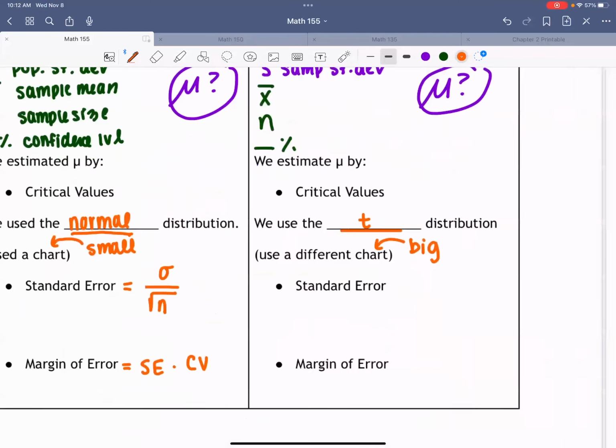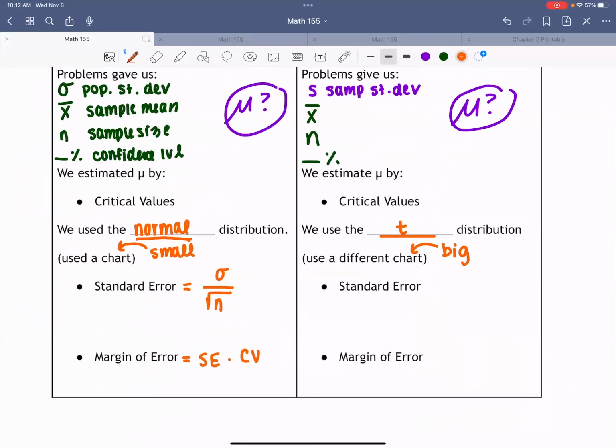Let's say after we find the critical values using the big chart, we have to find the standard error, okay? And here's the formula for the standard error. It's S over the square root of n. Now you're like, oh man, I have to memorize a new formula for standard error now. You don't have to memorize it. This is still the standard deviation over the square root of n. It's just using a different symbol because now we don't have sigma, right? So you don't have to memorize a new formula for this.